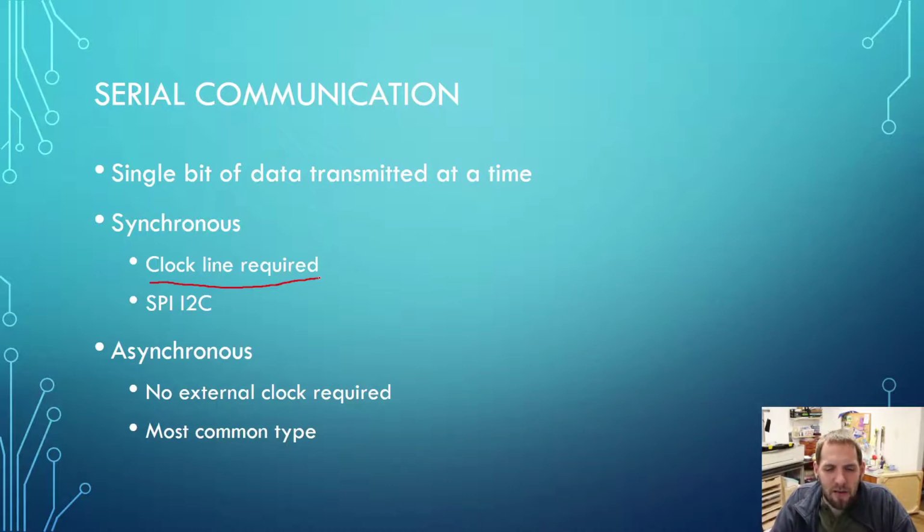So you need to have one line that is basically saying send information now. It's basically pulsing high, low, high, low, high, low. That way, both devices know, okay, I should be expecting information at this consistent speed.